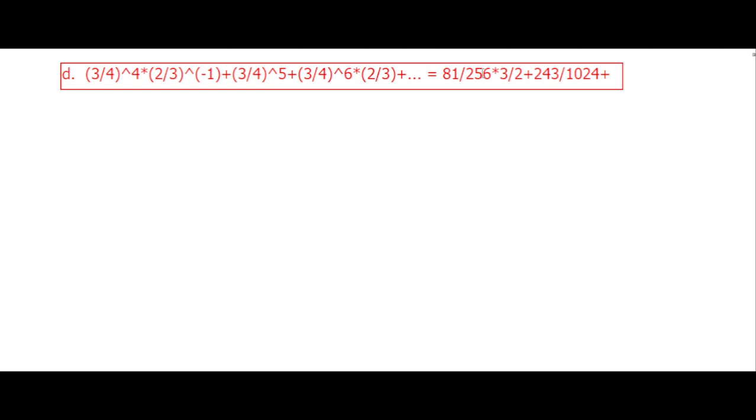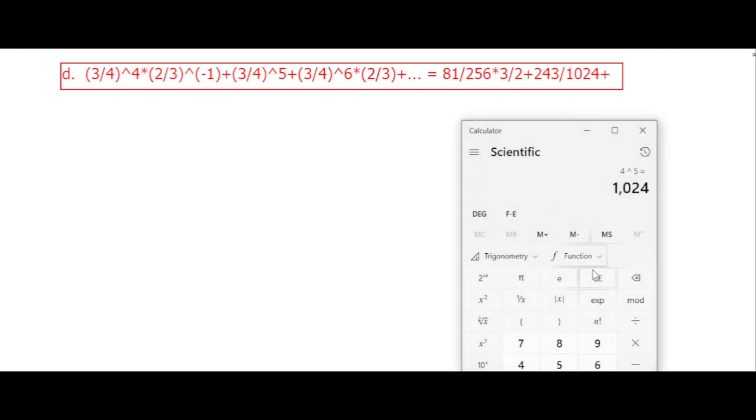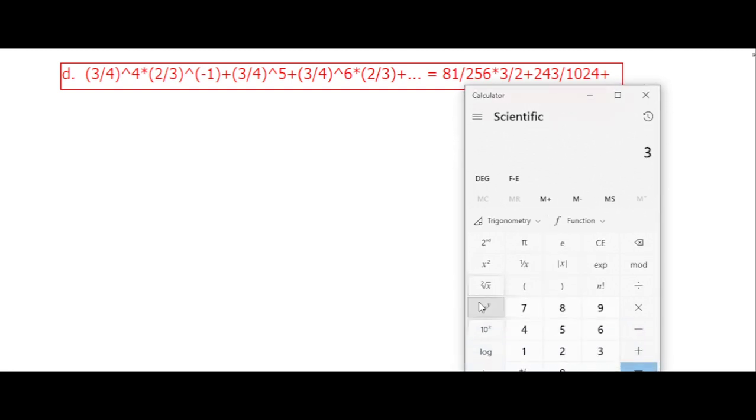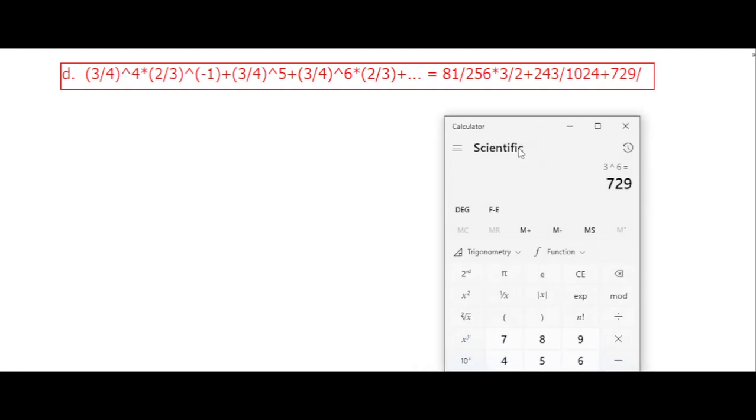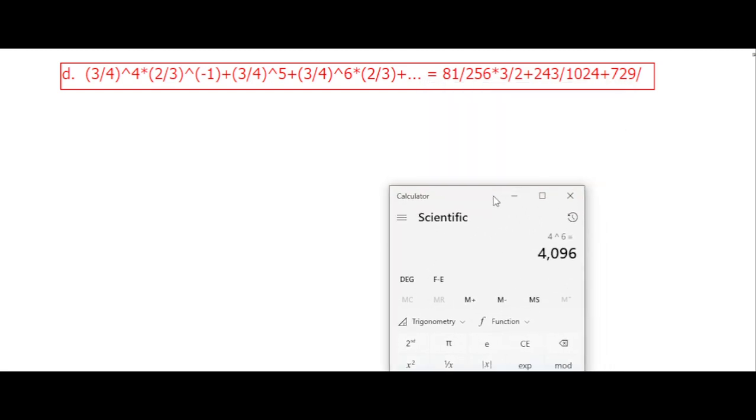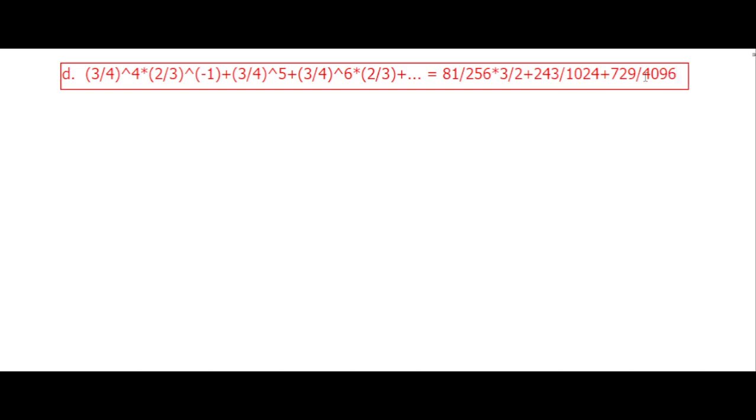Now let's compute this. 3 over 4 to the power of 6: 3 to the power of 6 is 729, so 729 over 4 to the power of 6. 4 to the power of 6 is 4096. So 729 over 4096 times 2 over 3, plus.